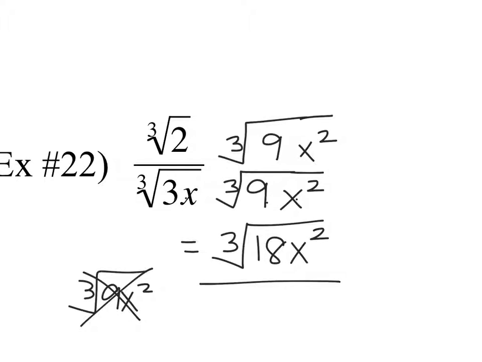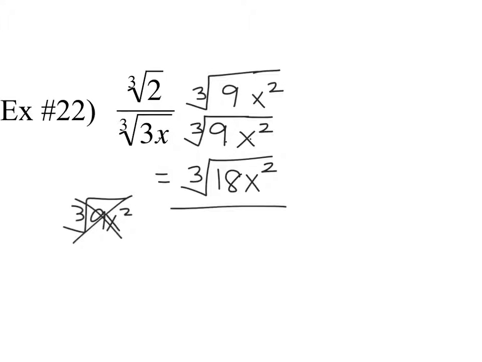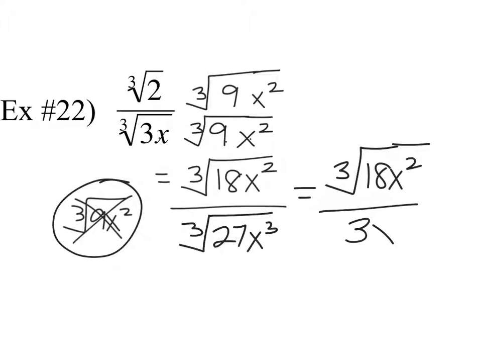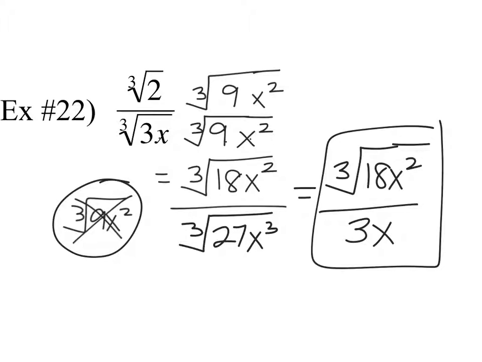And then on the bottom, I get the cube root. I'm going to multiply this out and then simplify it. 27x cubed. Okay? I don't want 9x squared. That's not going to help at all get rid of that cube root. So up top, we're good. Nothing can be simplified. Everything's great. And then on the bottom, the cube root of 27x cubed is 3x. And that's our answer.